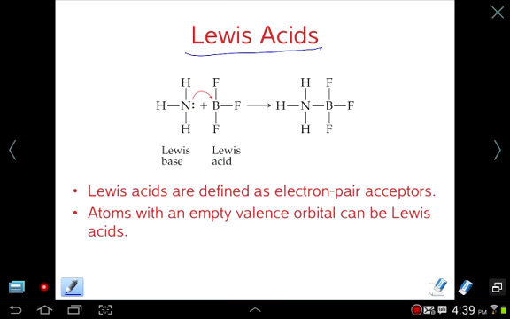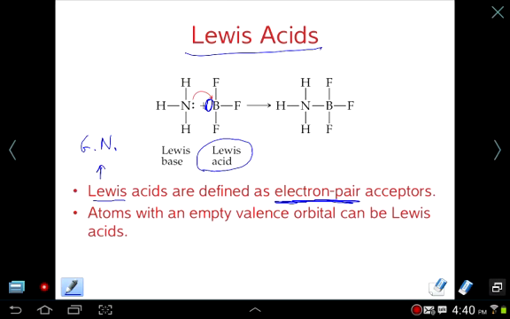So the Lewis acid, and Lewis was G.N. Lewis, a famous American chemist, he did it in terms of electron pairs. So a Lewis acid is defined as an electron pair acceptor. So here, if you take a look at the Lewis acid, a Lewis acid will have an empty pair, you can say, of electrons, or an empty pair meaning it'll have a place where a pair of electrons can come in and bond.